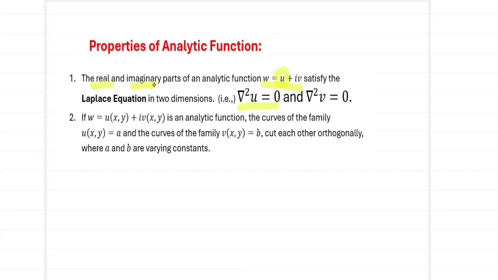And again the imaginary part. What is the imaginary part over here? v is my imaginary part. This v also satisfies the Laplace equation. So we have ∇²v equal to 0. This is my first property.